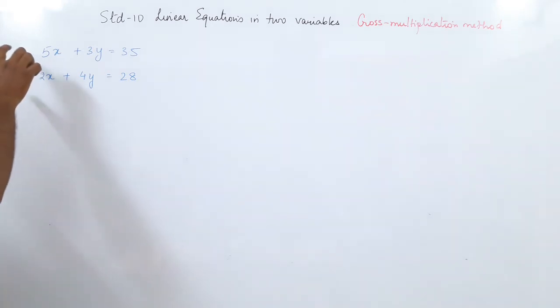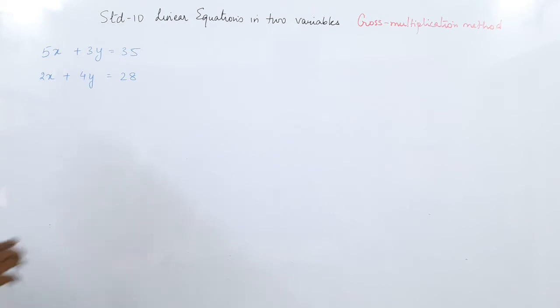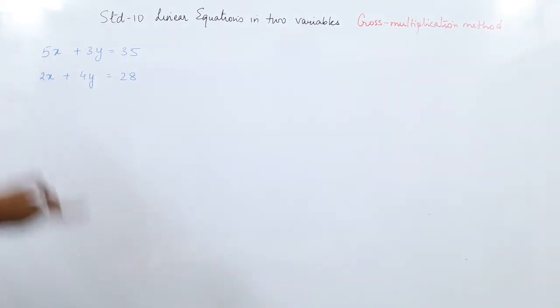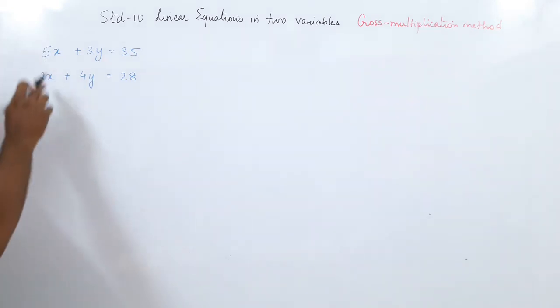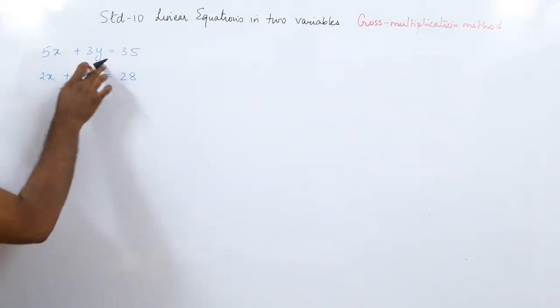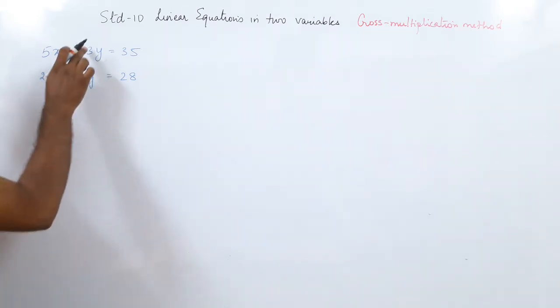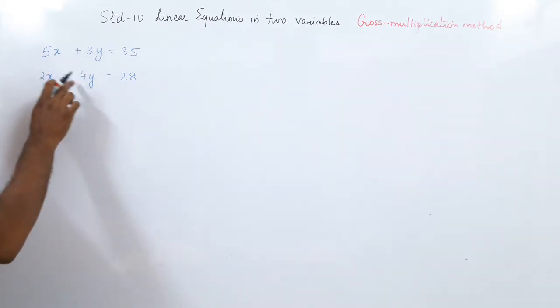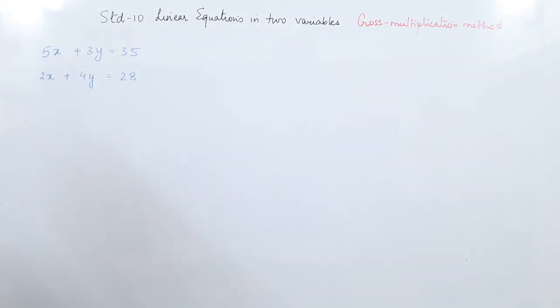Okay. So let us say we want to solve this sum by elimination method. If you want to find the x, you have to eliminate the y. If you want to find the y, you have to eliminate the x. So first let us find x by eliminating the y. How will we eliminate y? This is 3y, this is 4y. LCM of 3 and 4 is 12. So when they both become 12, then you can eliminate them.